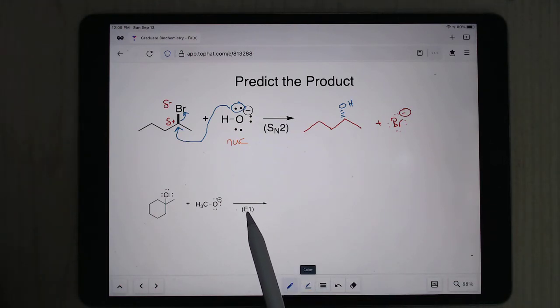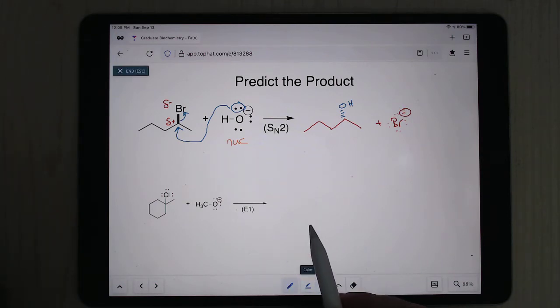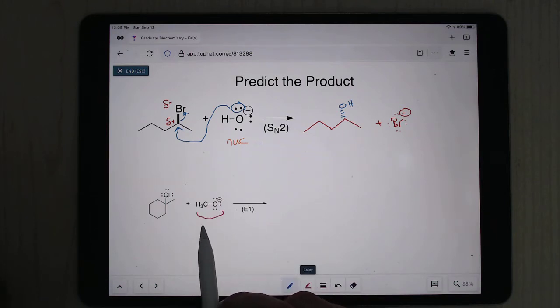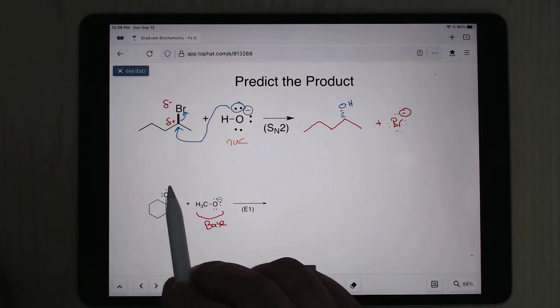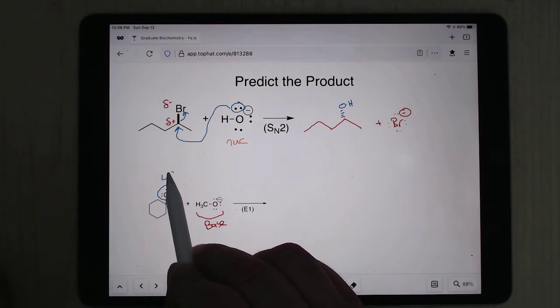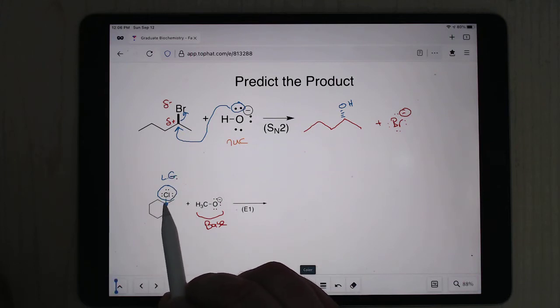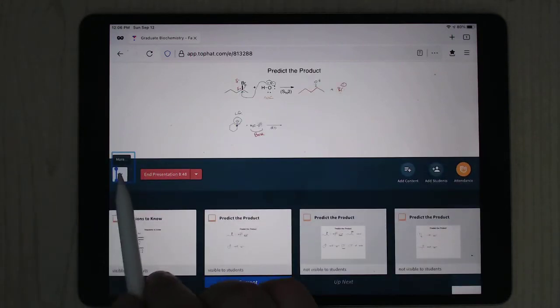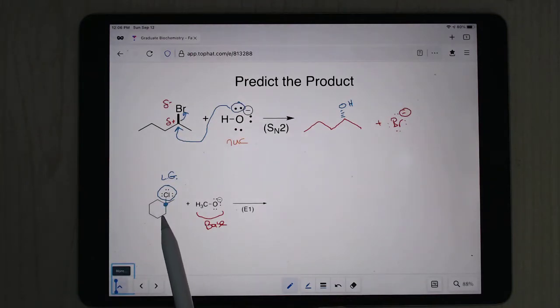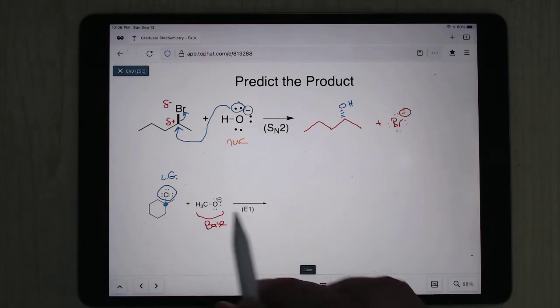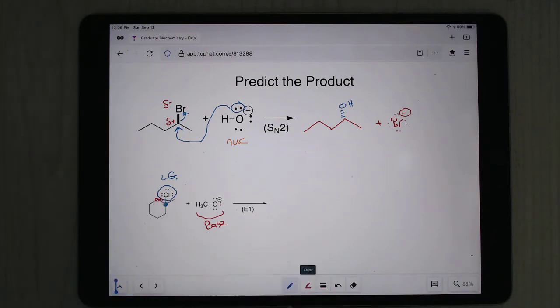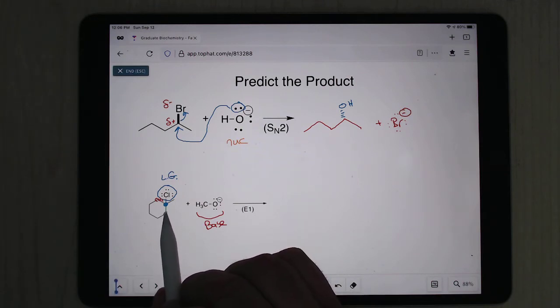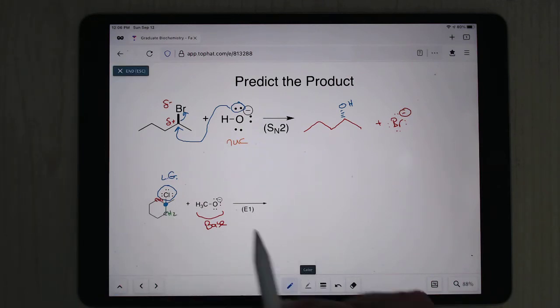So for an E1 mechanism, you have to figure out, in this case, we're going to have a base. So we have to find the base, so that's here. Now we need to find the leaving group over here, and that's right here. So this is the leaving group. And so we need to look at, are there CH bonds attached to the carbon with the leaving group? Okay. Well, there's one here, CH2. Right, there's one here, and there's one here.